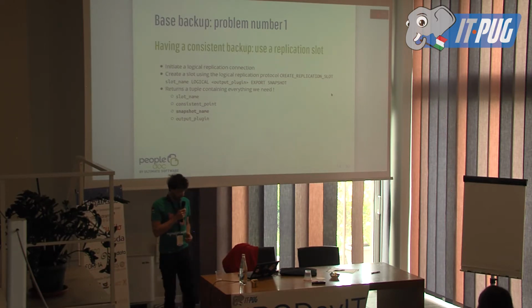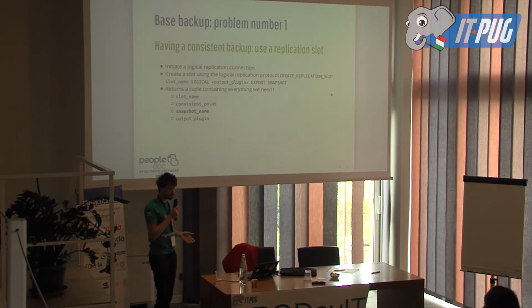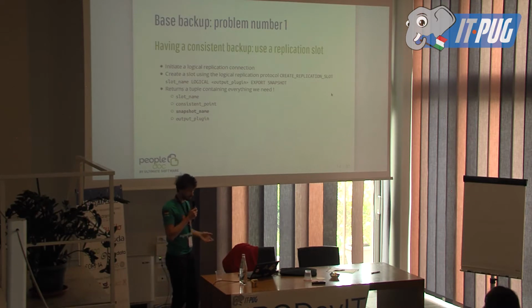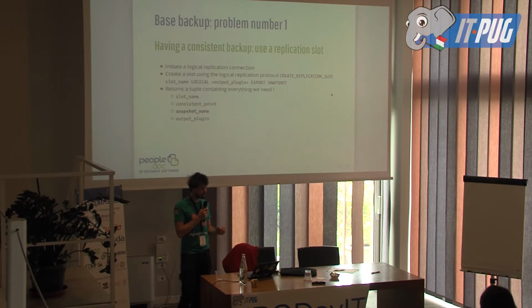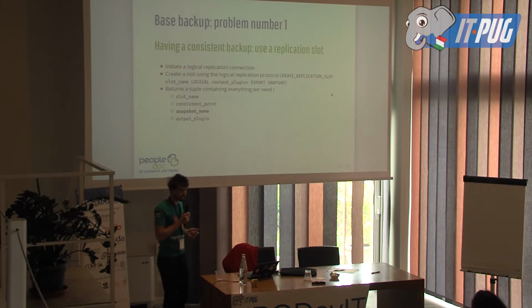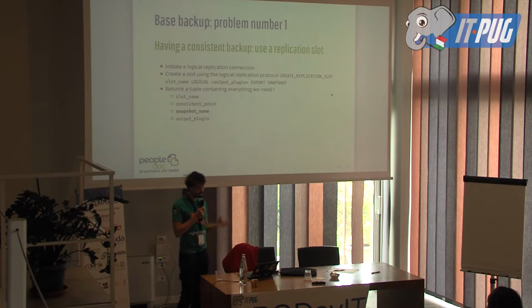So how do we ensure a consistent backup? We initiate a logical replication connection. We create a replication slot using the CREATE_REPLICATION_SLOT replication command. And we tell it to use our decoder plugin, wal2json, and most importantly, we use the export snapshot option. It's a default option, so you don't really have to specify it, but that means that once your replication slot is created, the snapshot of the current transaction will be exported.